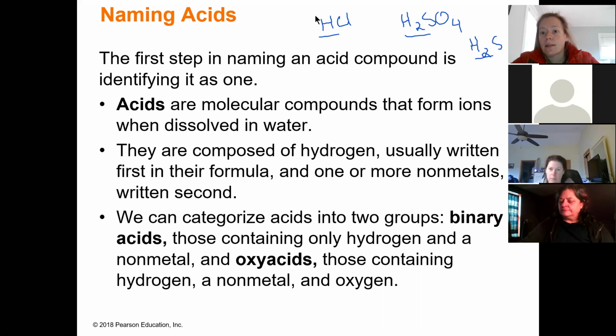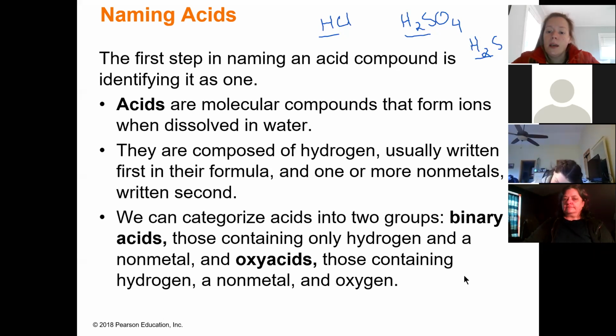This is a binary acid. This is also a binary acid. A binary acid, binary like binary star system, it's made of just two different things, hydrogen mixed with one nonmetal. An oxyacid is an acid that contains a polyatomic ion with oxygen in it. So this would be an example of an oxyacid.